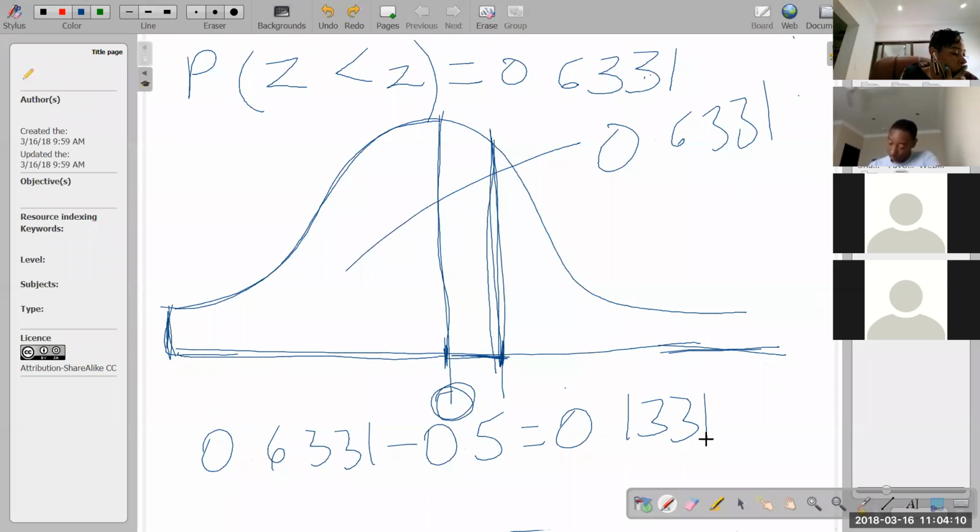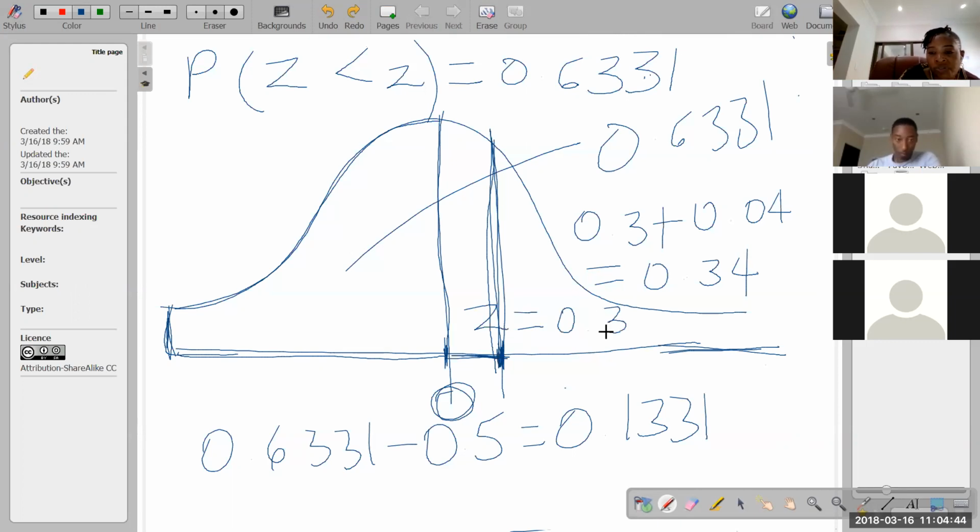Oh, 0.1331 is where 0.3 and 0.04 intersect, and that gives us 0.34. So our Z here, small z, is 0.34.